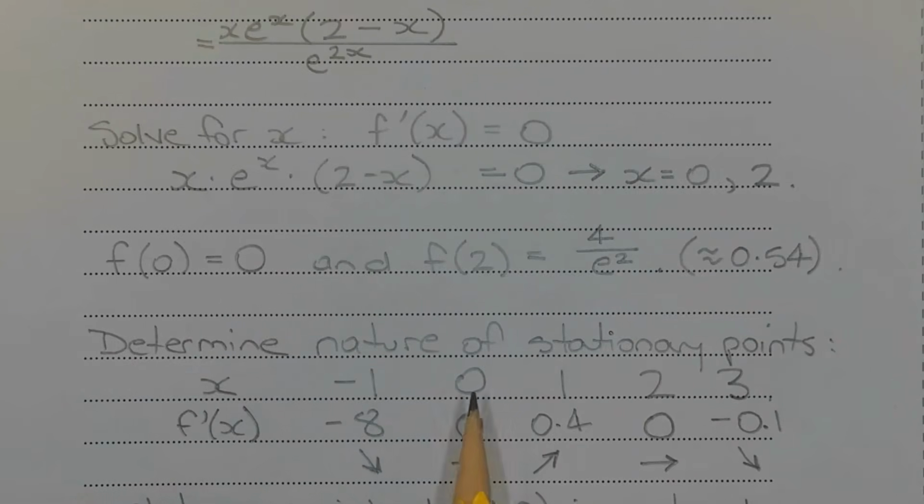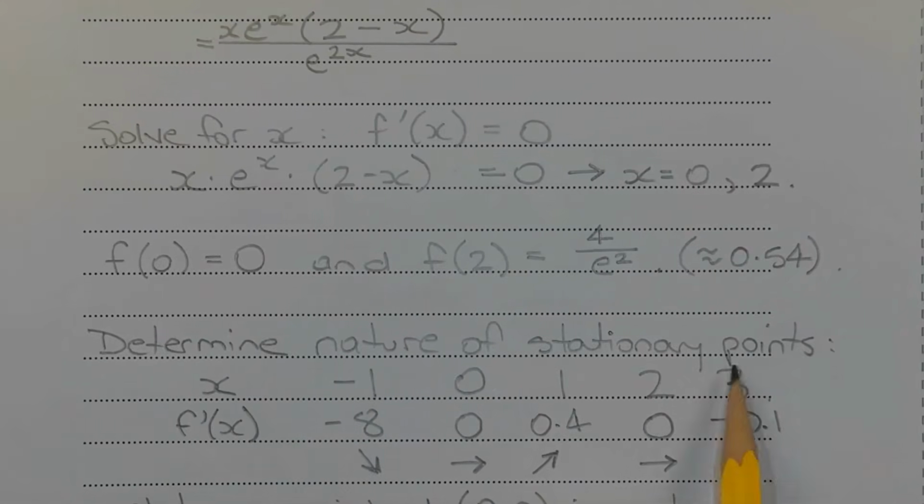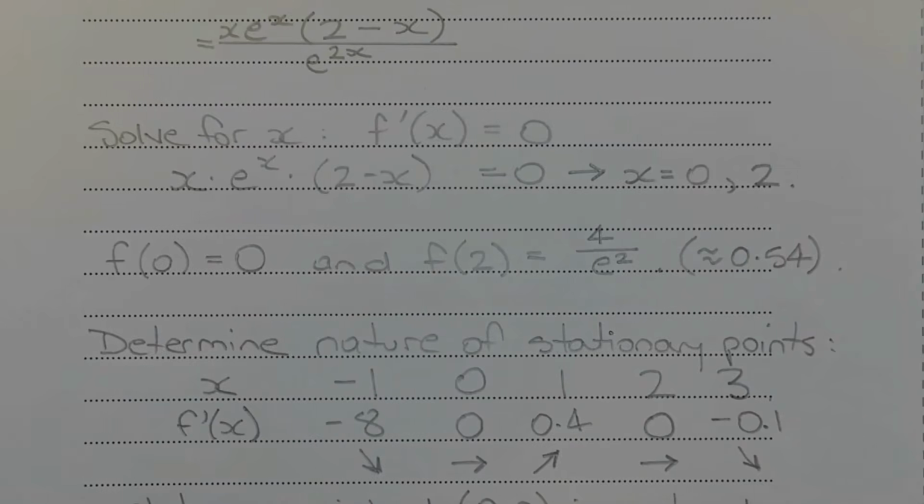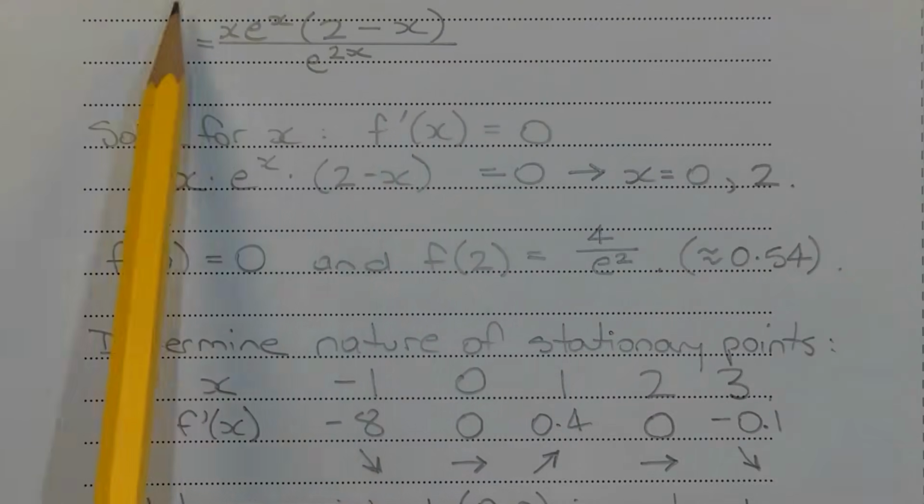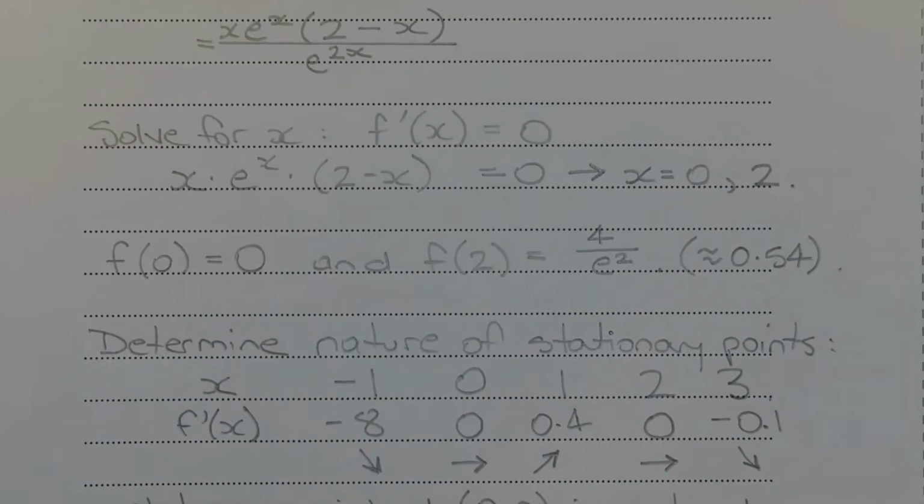Now we know that a stationary point exists at x equals 0 and also at x equals 2. So I'm going to pick points around x equals 0 and x equals 2. So I've picked x equals -1, x equals 1, and x equals 3. And I'm going to determine the value of the first derivative at those other values of x. So when x equals -1, using the first derivative expression here, so substituting x equals -1, we get approximately -8.